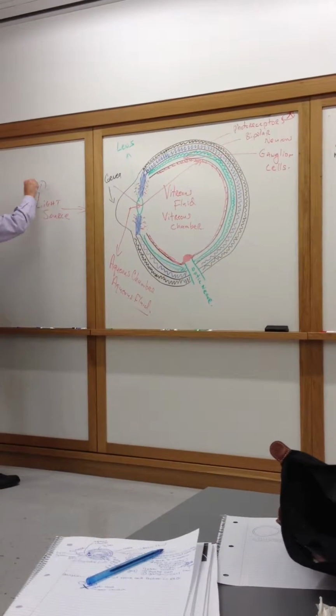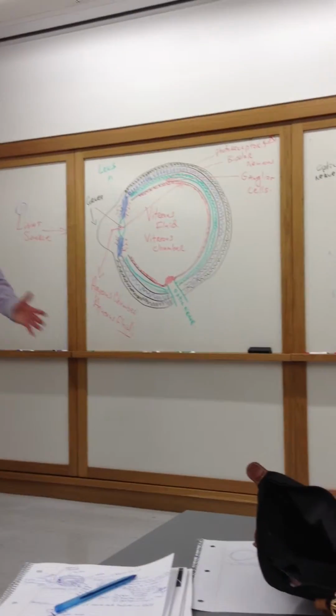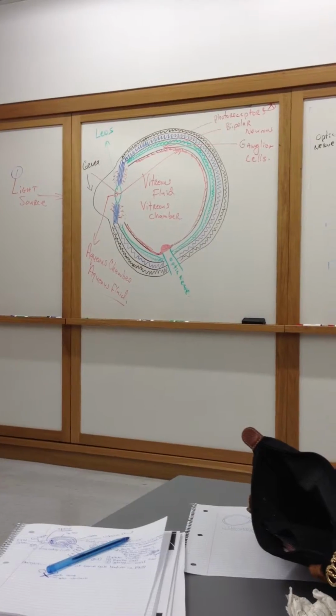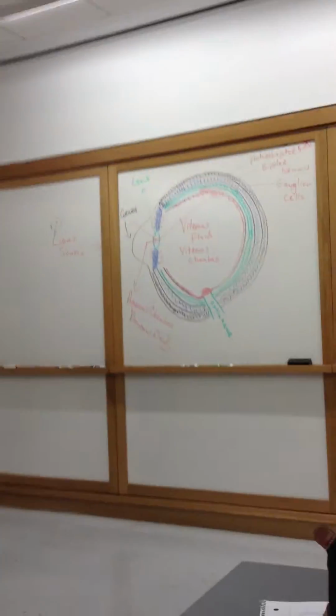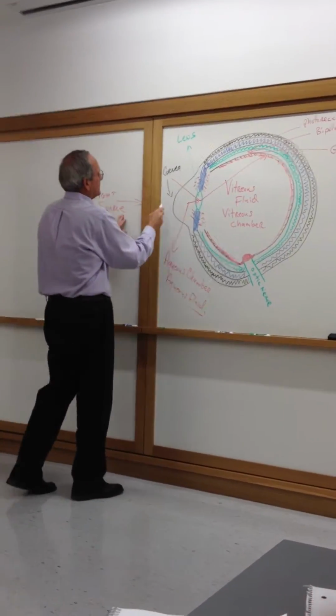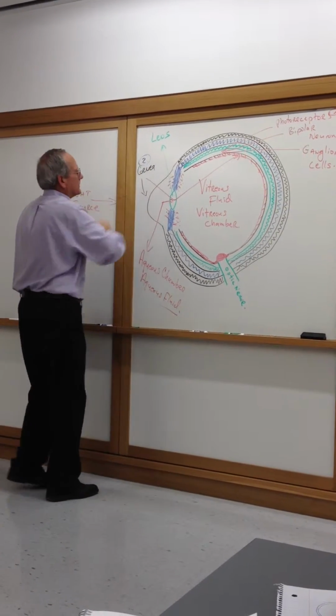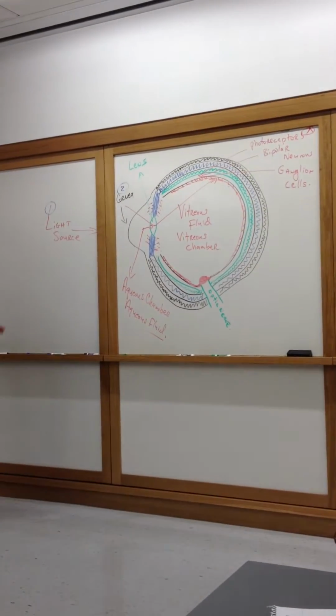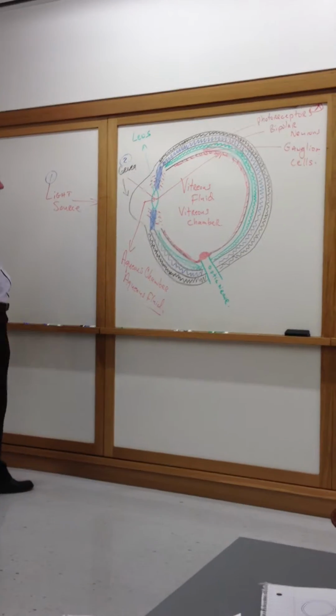Step one is a light source, right? If we start out in the pathway, we need a light source. That's the genesis of vision, anticipating a light source. The light source comes in. Step number 2 is it hits the cornea. Right? So light source 1, cornea 2.